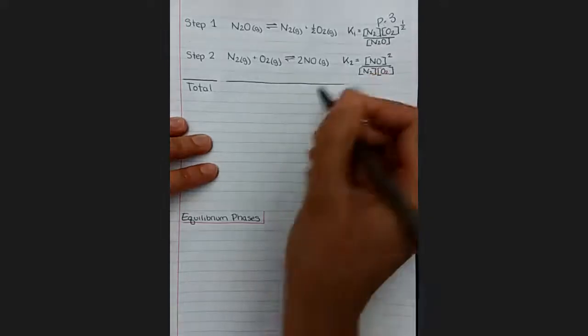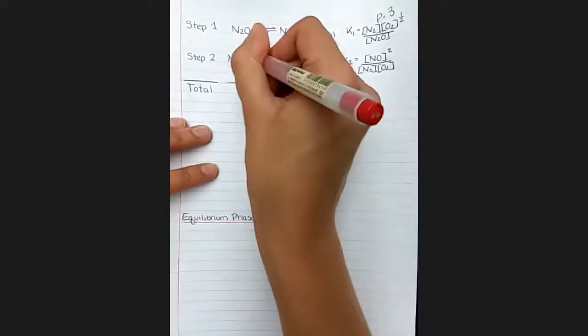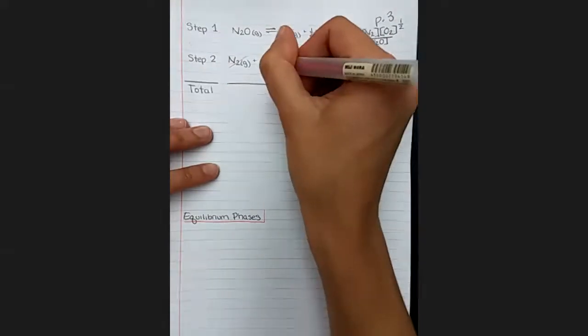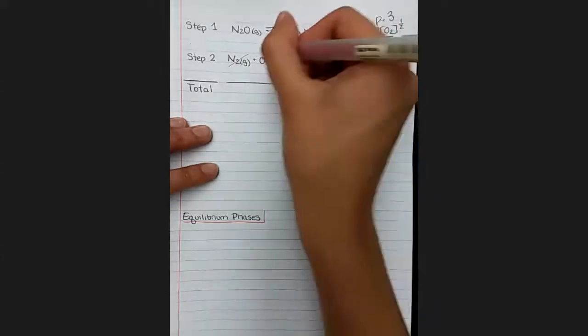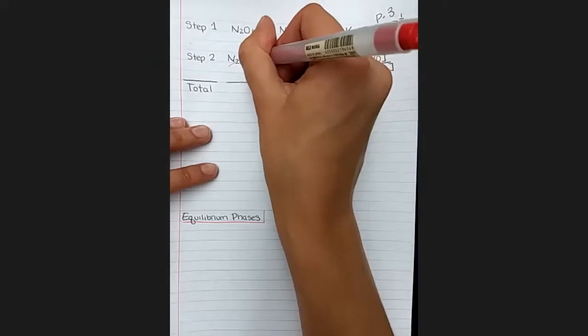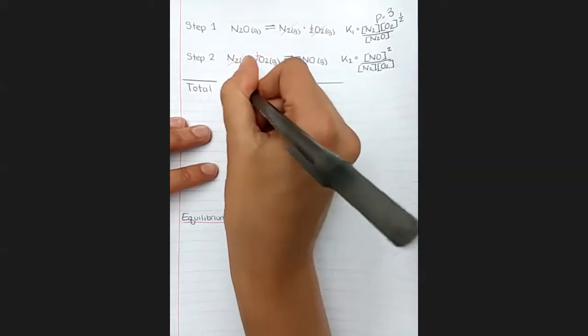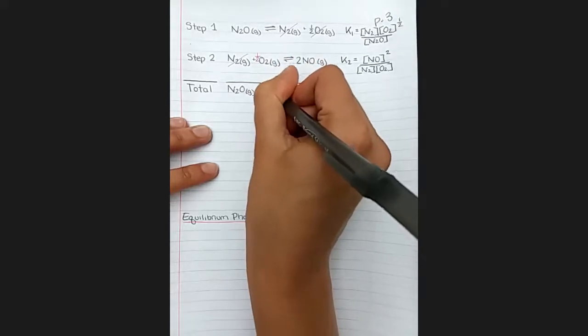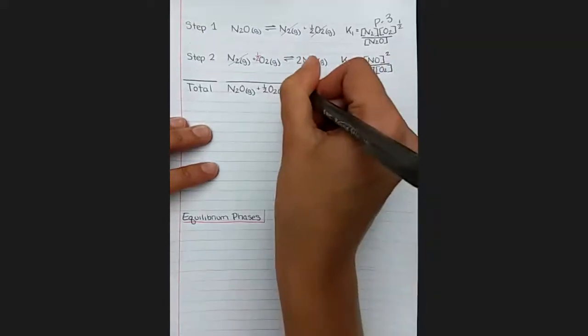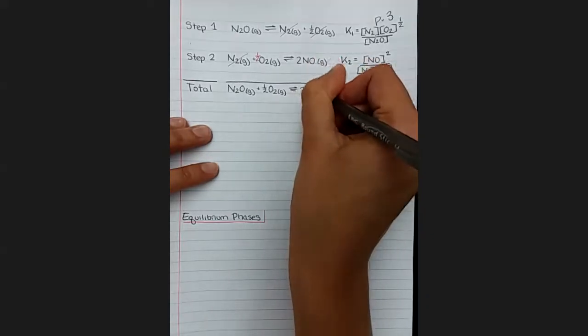So if we add the reactions together, we see that some of this stuff is going to cancel. We have an N2 in the reactant of step 2 and in the product of step 1, so that cancels. We have an O2 in the reactant of step 2 and 1/2 of an O2 in the product of step 1, so 1/2 cancels in the products and changes to 1/2 in the reactants for step 2. So our total is going to be N2O plus 1/2 oxygen, and that goes to 2NO.